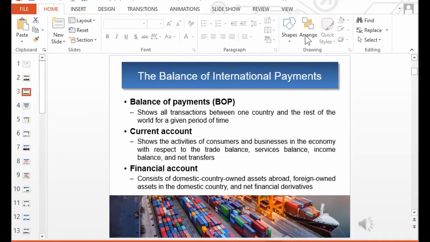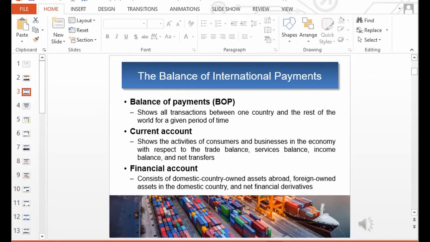Now, the balance of payments has two parts, the current account and the financial account. The current account includes trade balance, service balance, income balance, and net transfers. These are the components of the current account. The financial account consists of assets abroad owned by Filipinos, and assets in the Philippines owned by foreigners. This consists of domestic country-owned assets abroad and foreign-owned assets in the domestic country. And also net financial derivatives. So these are statistical representations.